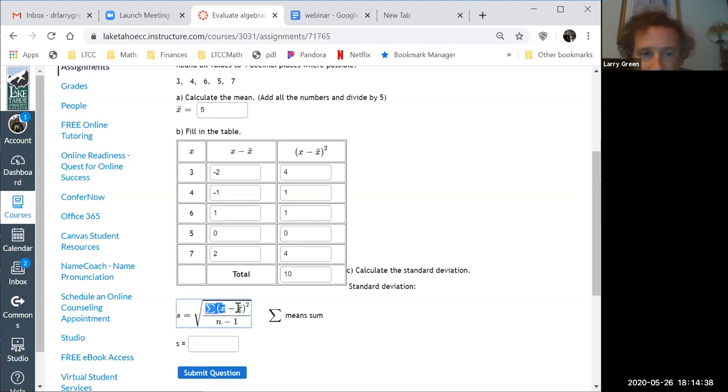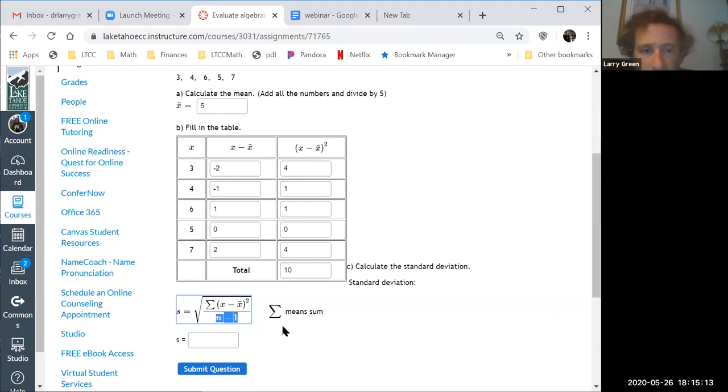So first thing, what is the sum of x minus x bar squared? The hint is we already know. Yeah, that was a 10. Sum and total mean the same thing. So there's a 10 there. What's n minus 1? So what's n minus 1 here? Anyone know what that is?